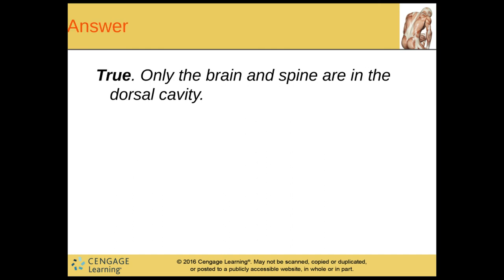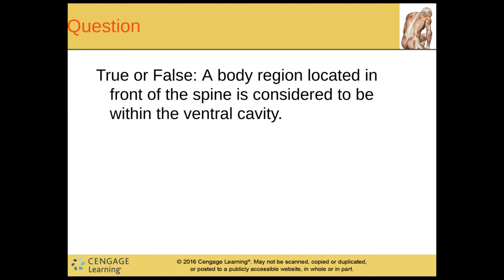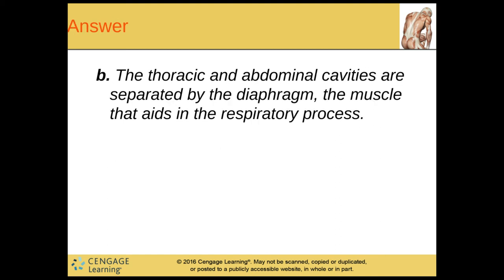So if we go back, okay, this is the diaphragm here, right? This holds all these organs down here, helps with breathing, all of that stuff, the respiratory system. Okay, so let's look at the question again. The blank cavity is separated from the blank cavity by the diaphragm. Let's see. That would be B. So the thoracic and abdominal cavities are separated by the diaphragm, the muscle that aids in the respiratory process.